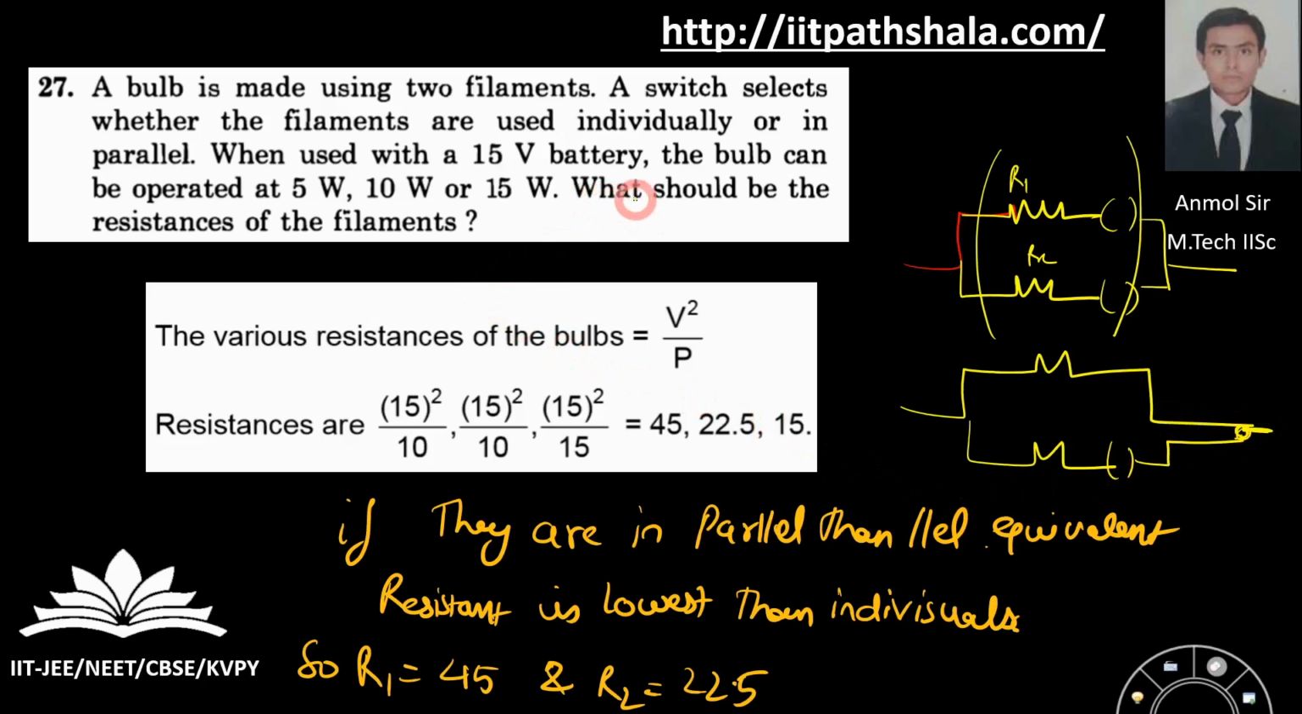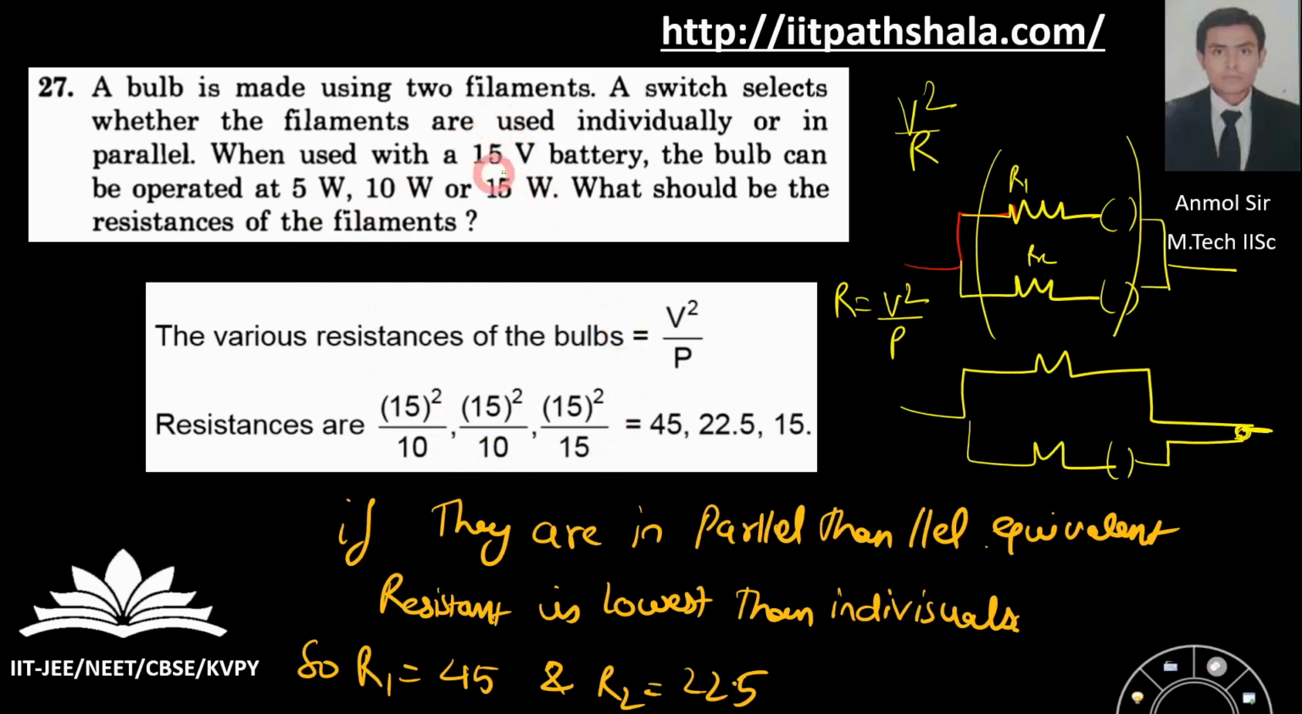Now what should be the resistances of the filament if you are given a battery of 15 volt, and when you are lighting up the bulb you are getting the following power readings. As you know, power is nothing but V square by R. So if you have to find the resistance, I can write it as V square by P. Now find all the possible resistances, V square by P, for the power of 15 watt, 10 watt, and 5 watt.